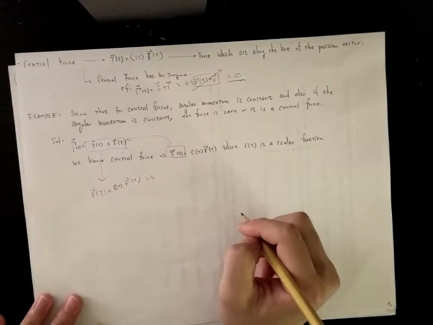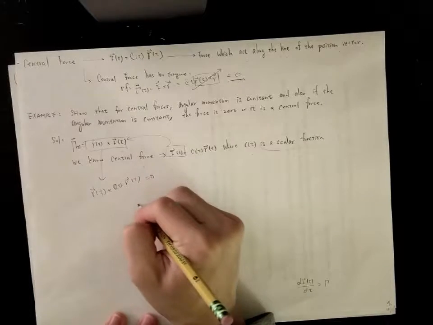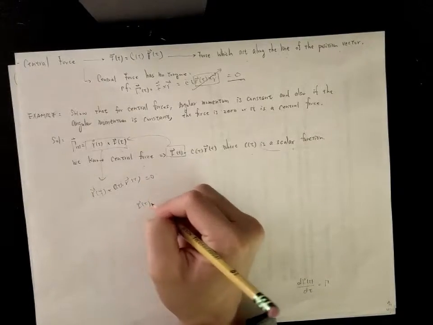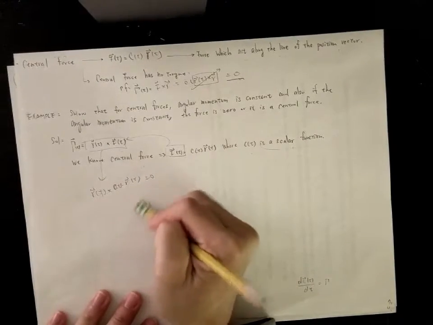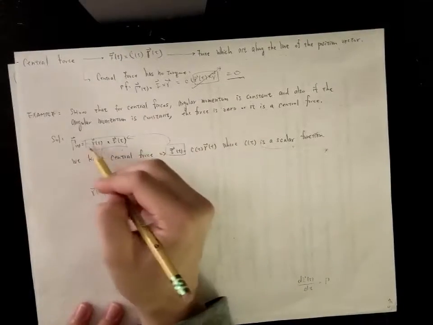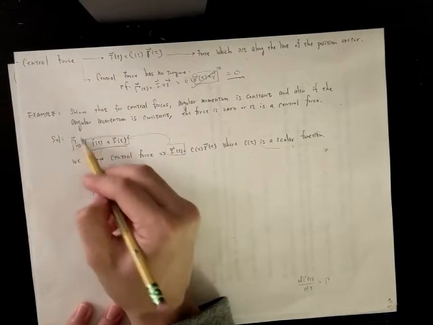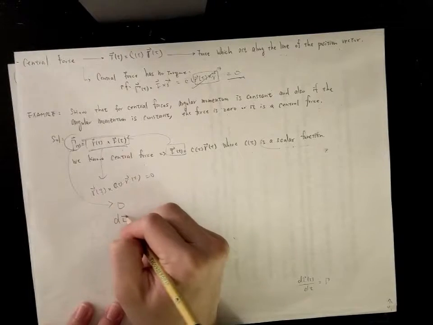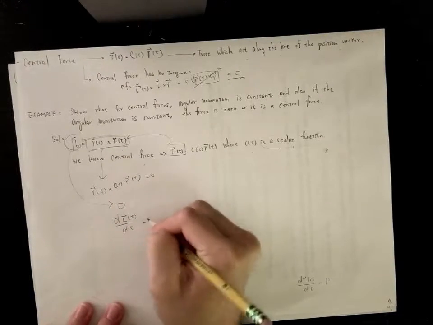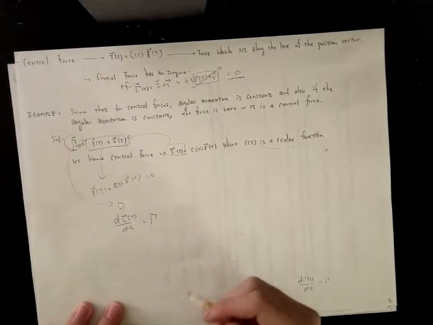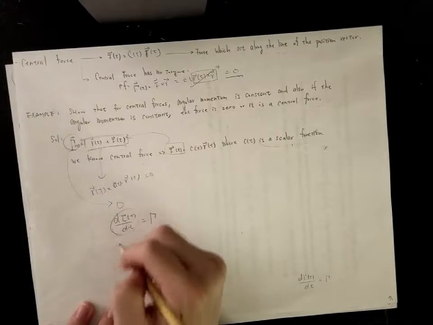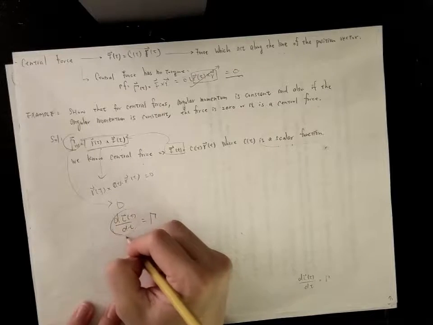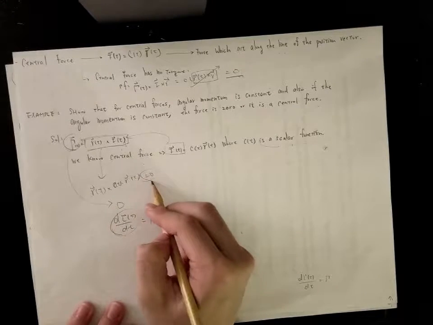So we're pretty sure that our torque equals 0. And we know that dL(t)/dt equals torque. Then we know the angular momentum must be a constant in order to make the derivative 0. So we got the proof.